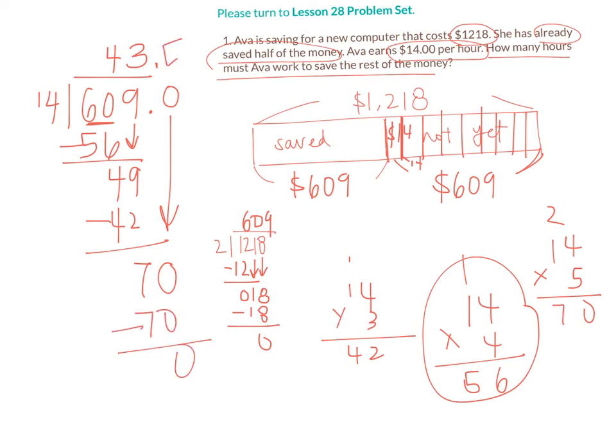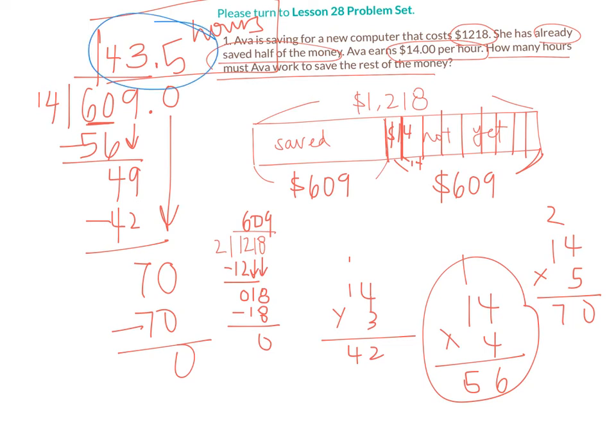So how many hours does Ava need to work in order to save up the rest of the money? 43.5 hours. Okay. We just did the modeling and the calculating. What do we need to do next? Check. How can we check our answer to see if it's correct?